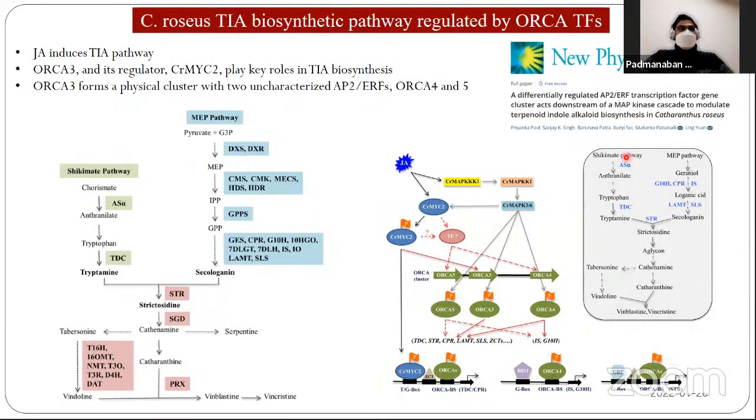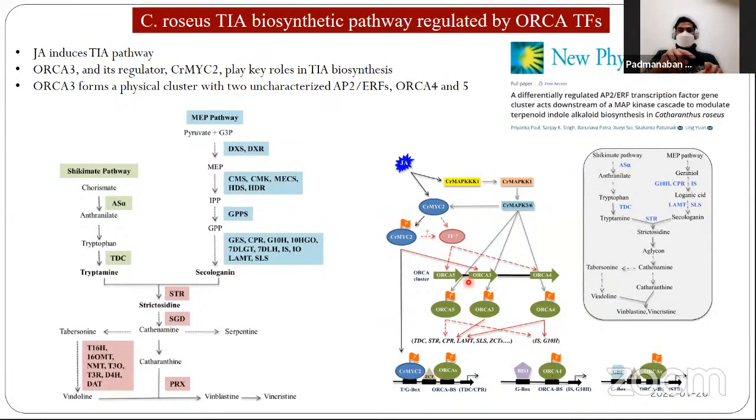So here is the transcription factor where they act in the total pathway. These are all jasmonic acid elucidated pathways. When you induce jasmonic acid in the plants, the downstream signaling is transduced by the MYC2 transcription factor, and MYC2 again binds to the ORCA family, that is the AP2 transcription factor. They are present as a cluster, which I will explain in the coming slides.